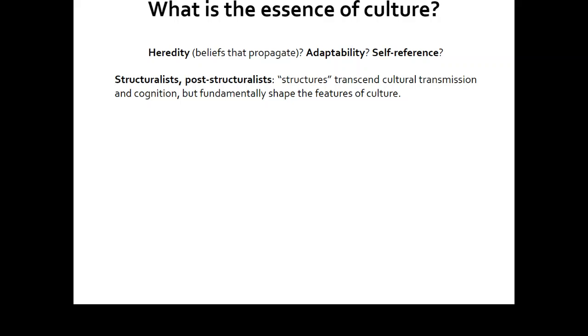One of the traditions we draw from is structuralism, and so structuralists and post-structuralists believe that structures transcend cultural transmission and cognition, but fundamentally shape the features of culture. So structures are things like politics or religion or urban settlements, where individuals are constrained by those structures. If we want change to happen, we often have to do it within the bounds of that structure, or else change the structure entirely, which is much harder than acquiring a belief like heliocentrism. So it's very subtle from our perspective, but if you look at history, you can see how structures change over time.